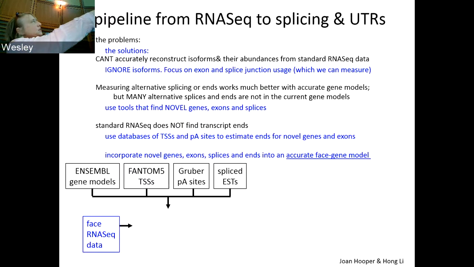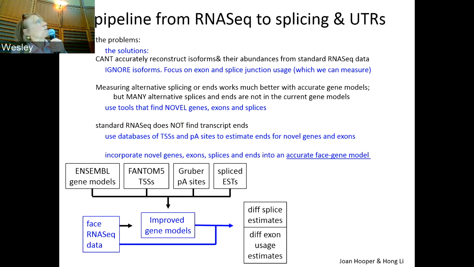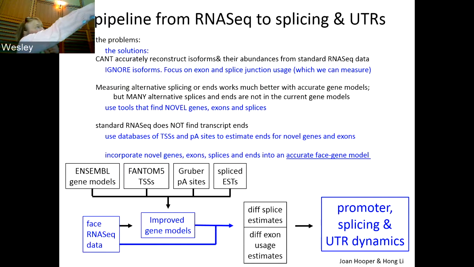We start with all these different databases, the Ensembl gene models, the transcription start site database, poly-A site database, splice junction information, and our own RNA-seq data, and put them together to come up with really improved gene models. And then with these improved gene models, we can feed them through software which is designed to look for differential splicing or differential exon usage. So then in the end, we can start to model the dynamics of how these things actually affect the transcriptome and how it gets turned into dynamic programs. Okay.